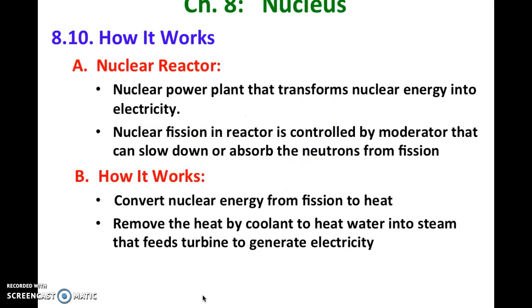A nuclear reactor is a nuclear power plant that transforms nuclear energy to electricity. The fission in a reactor must be controlled, usually by slowing down or absorbing the neutrons from the fission. A nuclear reactor first converts nuclear energy from fission to heat, then removes the heat by coolant that heats water into steam to drive the turbine and generate electricity.